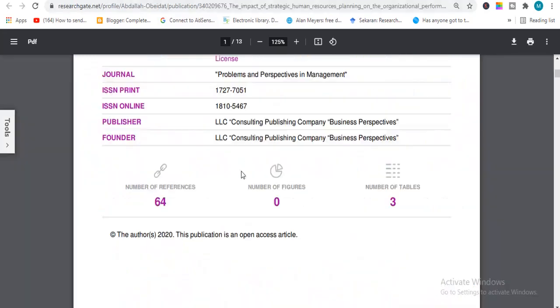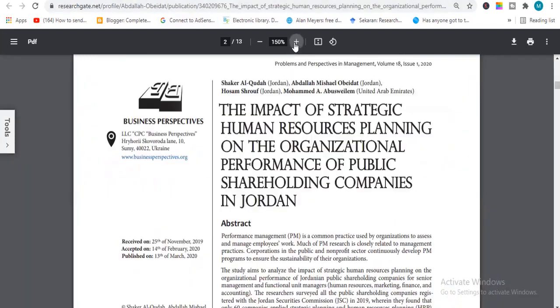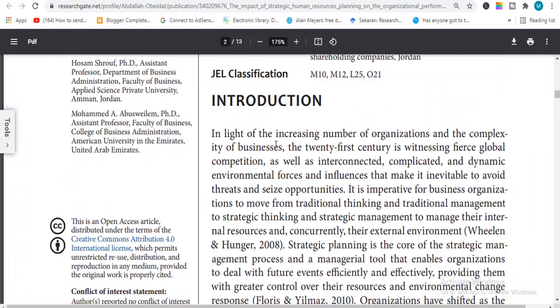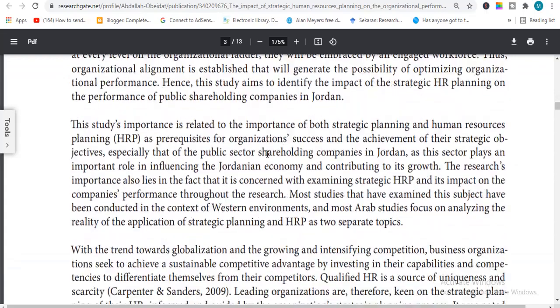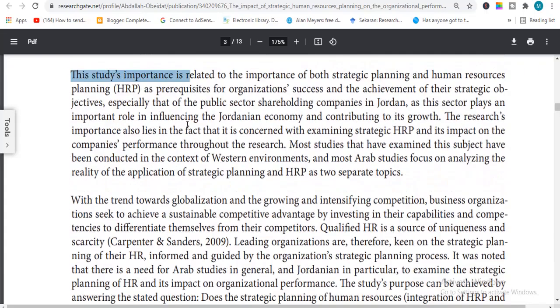Next, we will go to another article, another good article. So as you can see, the topic. Let me take you to the introduction. Another good way to start, a unique way to start your opening statement: in the light of the increasing number of organizations and the complexity of businesses, the 21st century is witnessing fierce global competition. Sorry for the mistake. So you can see they have started the introduction with a powerful opening statement. Then they are telling the importance of their study and so on. You can also start your introduction like this.